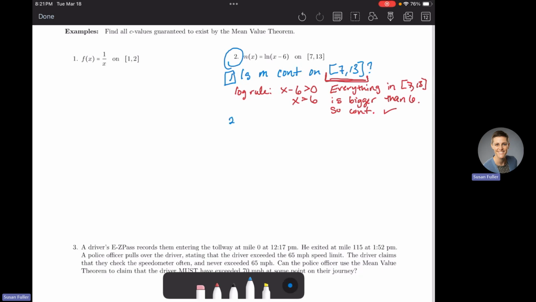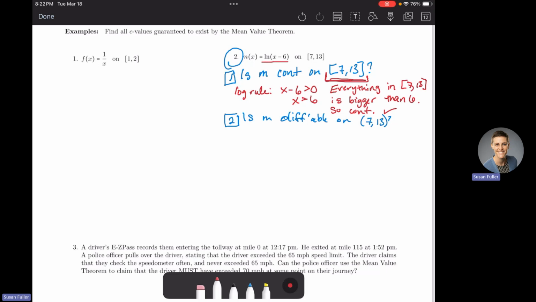The next box that we have to check is: is my function M differentiable on the open interval from 7 to 13? That's the next box that we have to check. In order to tell if we're differentiable, I need to take the derivative and then see where that exists. So let's take the derivative.